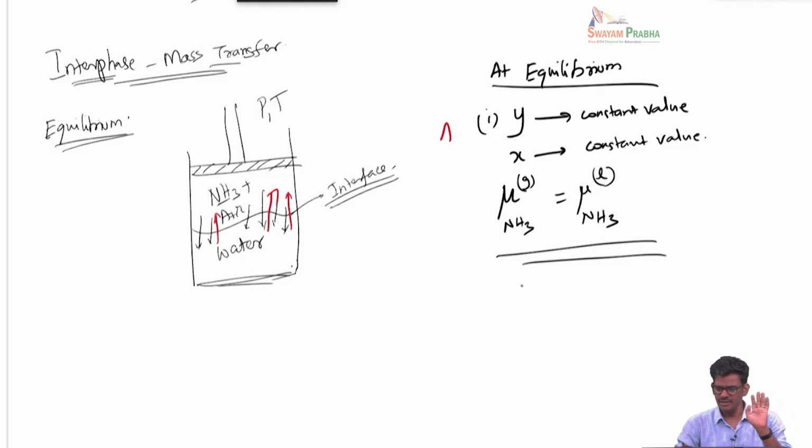This does not mean Y will be equal to X. Okay, this is not true. We can only say chemical potential is equal, but not the concentration of the compounds in both phases. Okay, they can be different. So that is determined by how chemical potential is related to concentration, etc.